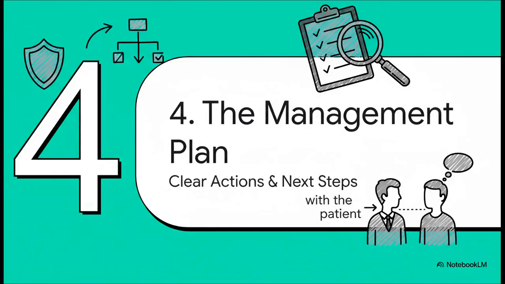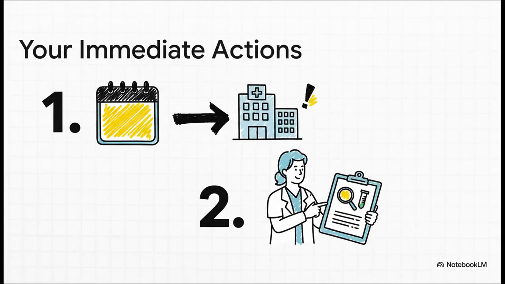So you've had that tough conversation. Now what? It's time to lay out a clear management plan. This is where you show the examiner you know exactly what to do next to keep this patient safe. Your immediate actions are twofold, and they are non-negotiable. First, you're arranging an urgent 2-week wait referral to gynecology. Second, you're going to explain what investigations they can expect. No ambiguity, just clear next steps.